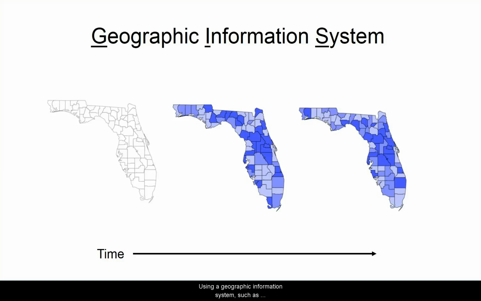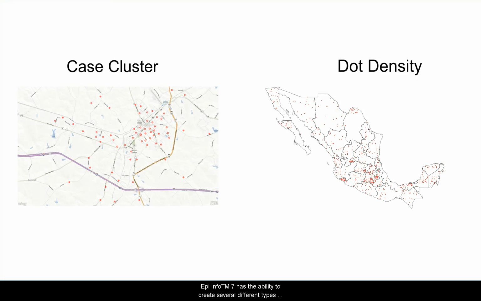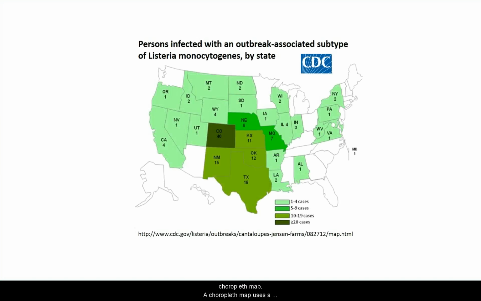Using a geographic information system, such as the Create Map functionality in Epi Info, to create a map to display health data can add space and time dimensions that are difficult to capture using a table or graph. Epi Info has the ability to create several different types of maps, including points of interest, case cluster, and dot density. However, in this screencast, we will create a Choropleth map.